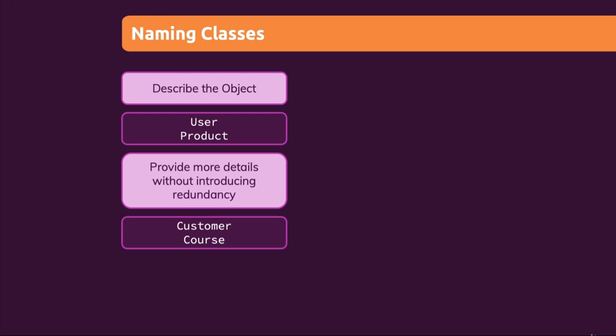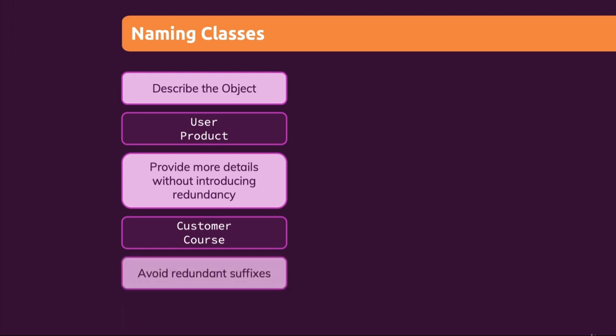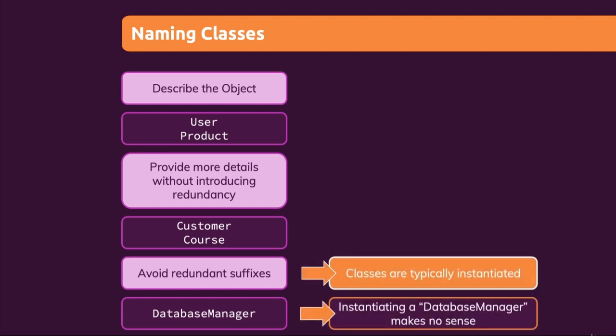is an online course. You can also use more than one word for class names, but you should avoid redundant suffixes, like database manager. It can be intriguing to sometimes use names like this, but always consider that classes are typically instantiated. And if you do that, what is the instance of a database manager? If that's a person in your company, the manager who manages all the databases, it maybe makes sense. But if it's an abstract thing in your code, which just manages all the databases your application uses, there might be a better name available.